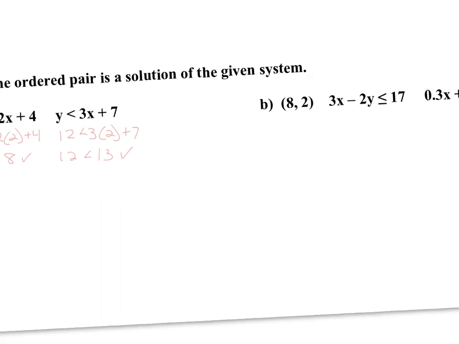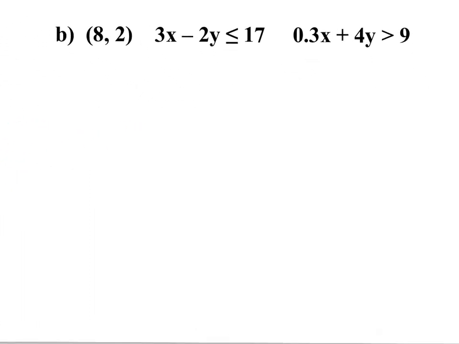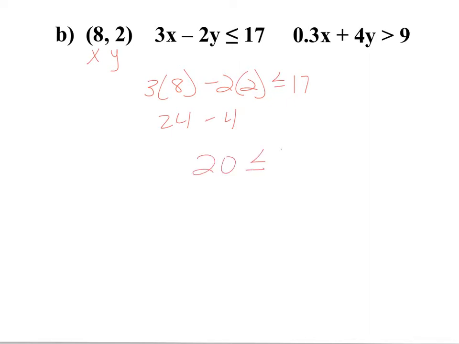All right, go ahead and pause the video. I want you to try B on your own, and let's see what you can come up with. Okay, so you should have taken the x and the y and plugged it in. So you would have 3 times 8 minus 2 times 2 is less than or equal to 17. So we get 24 minus 4. So is 20 less than or equal to 17? And the answer is no.